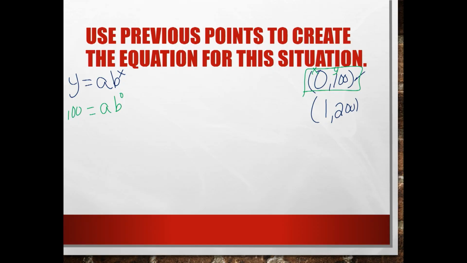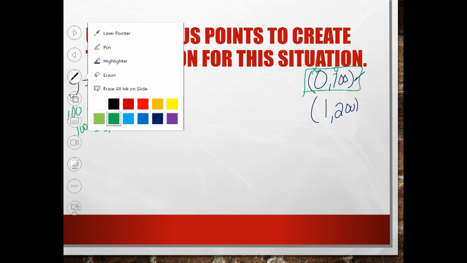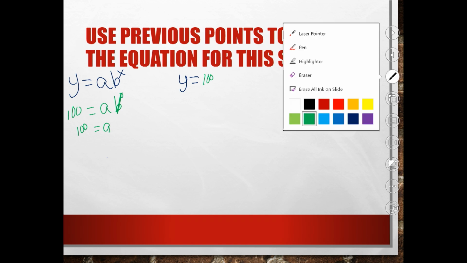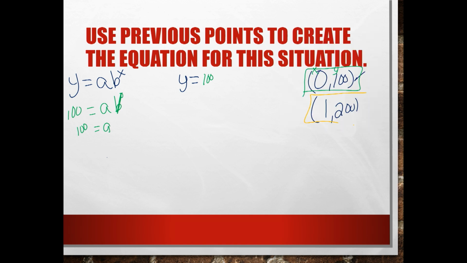Then anything to the 0 power is an understood 1, or it is 1. So I'm left with a equals 100. So now I know I have y equals, and then we've just found out that a is 100. So now let's solve for b. For me to solve for b, let's use orange. So I'm going to use orange here with my x and my y value.